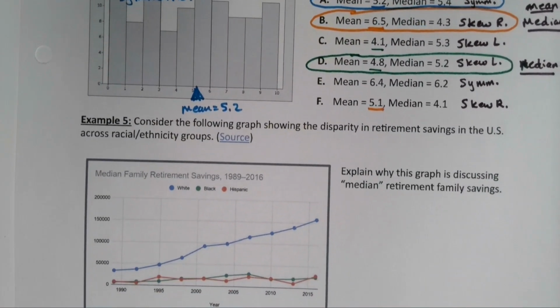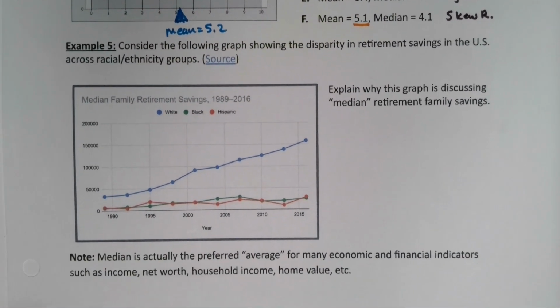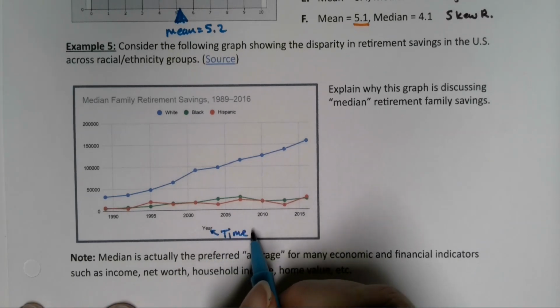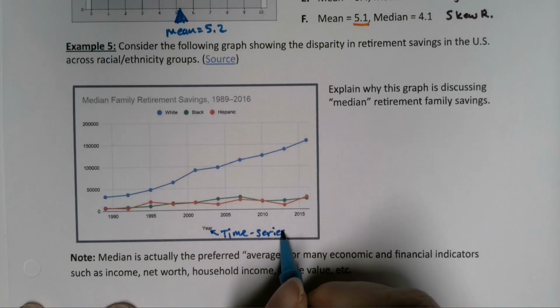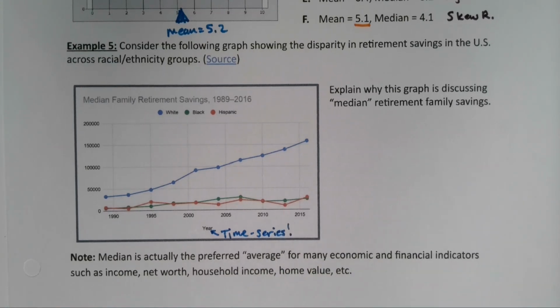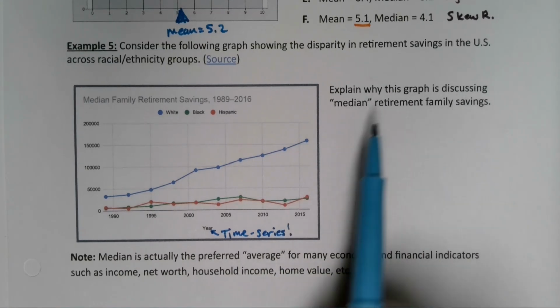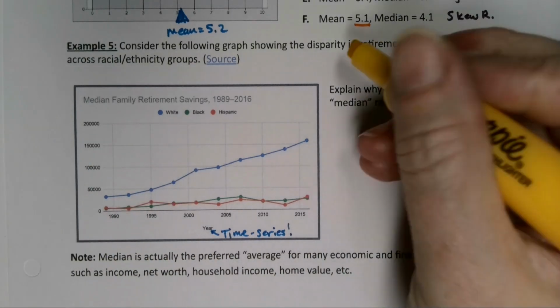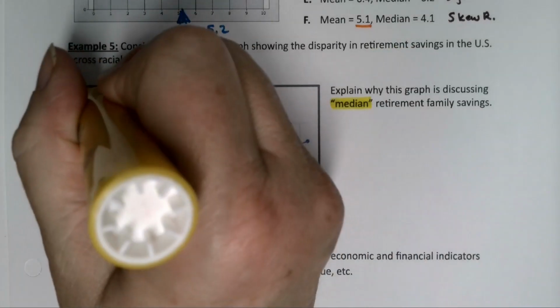And then this is just one other thing to note about the median in particular. So considering the following graph showing the disparity in retirement savings in the US across racial ethnicity groups. So you can just kind of see it's a time series graph, as a matter of fact, if you want to make a note of it, right? Time series graph. Just a little review. Okay, so explain why the graph is discussing the median retirement savings rather than the mean.